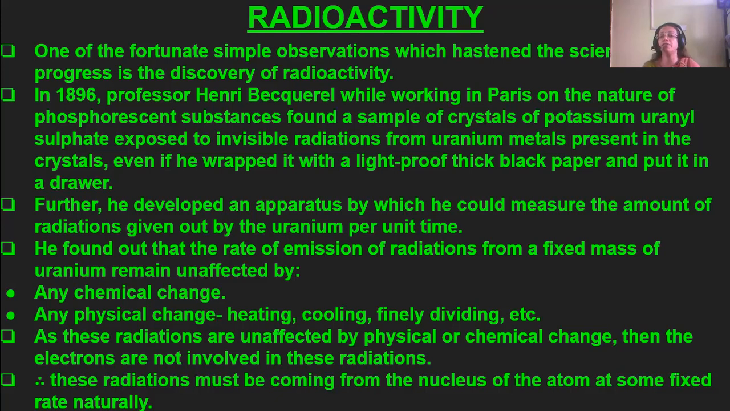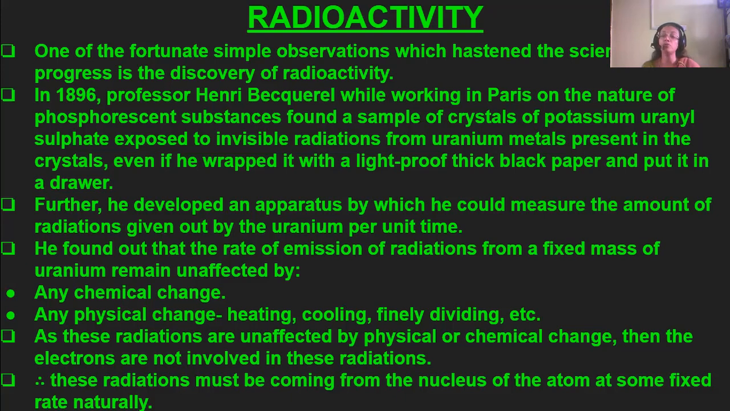Further, he developed an apparatus by which he could measure the amount of radiation given out by the uranium per unit time. How much radiation the metal uranium gives out per unit time had to be measured, so he developed an apparatus to measure this, and he did so. He found that the rate of emission of radiations from a fixed mass of uranium remains unaffected by any chemical or physical change.